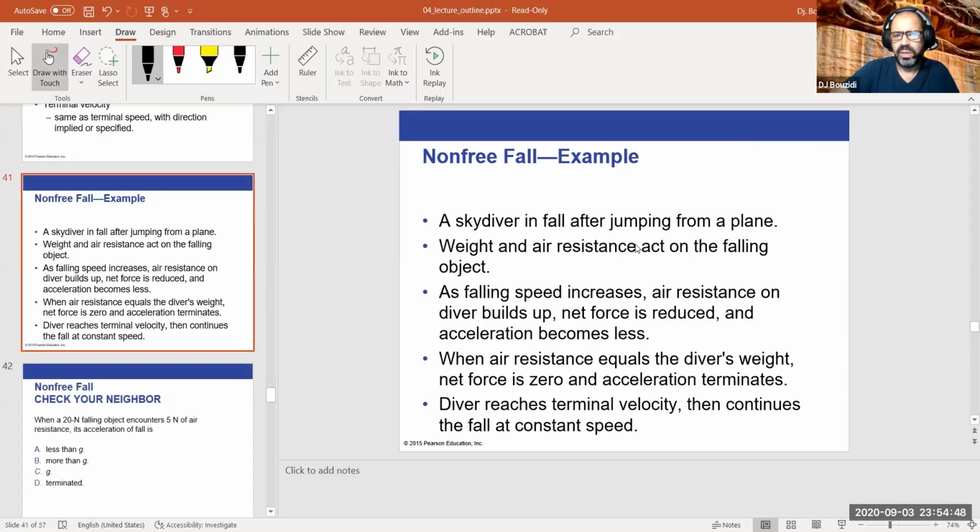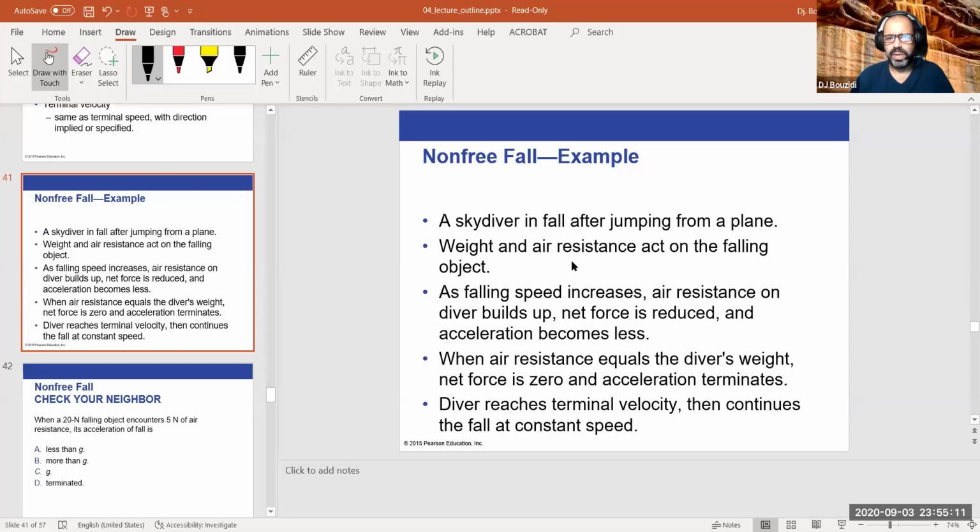So a skydiver in fall after jumping from a plane. So that's the terminal velocity. Weight and air resistance act on a falling object, so they cancel one another. And if you don't have a parachute, you're going to reach a terminal velocity, but probably you're going to reach the ground before you do that. So you still continue gaining velocity up until the point when you hit the ground. So don't try that, okay?